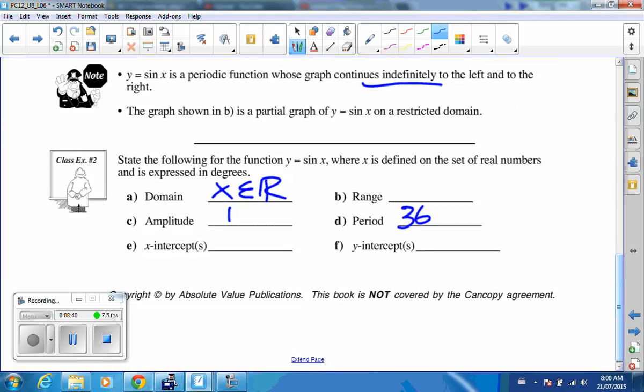So it seems clear that the period here is 360. My range is from negative 1 to 1, including those values. It does actually touch those values. My x-intercepts are at 0, and then 180, and then 360, and that would be an infinite list. And my y-intercept, of which there is exactly 1, or else it's not a function, happens at the point 0, 0.